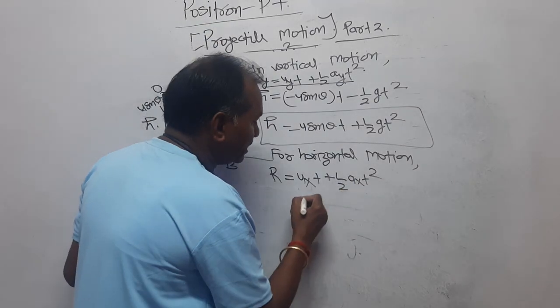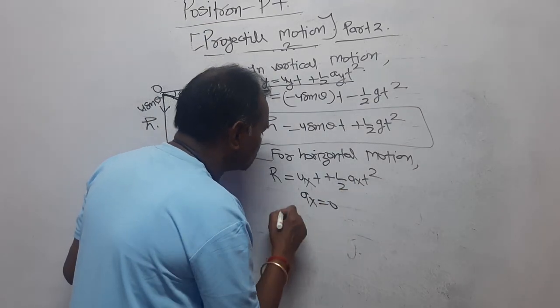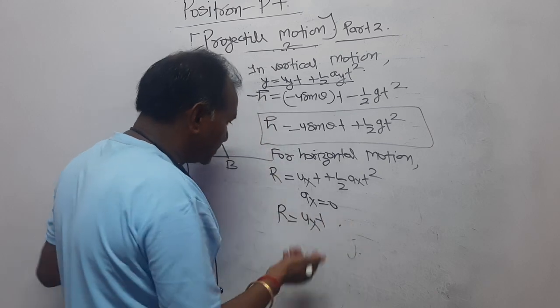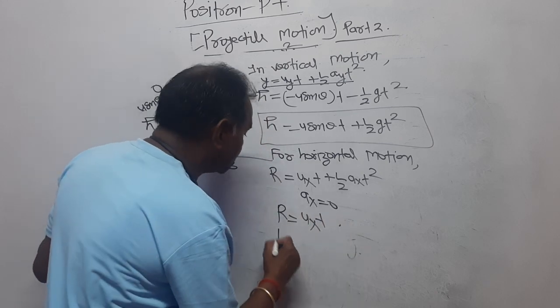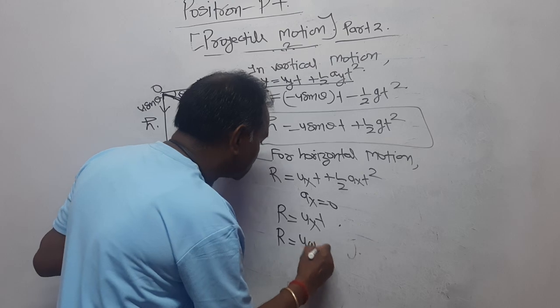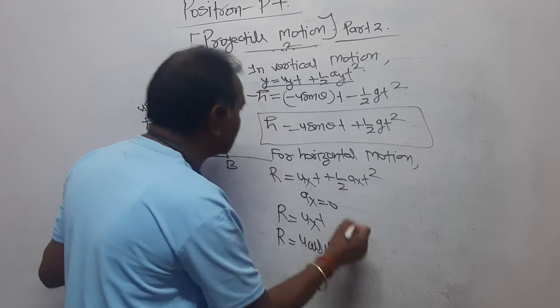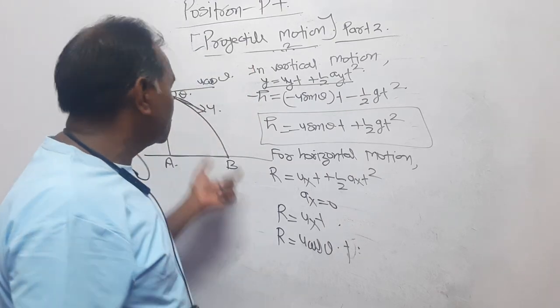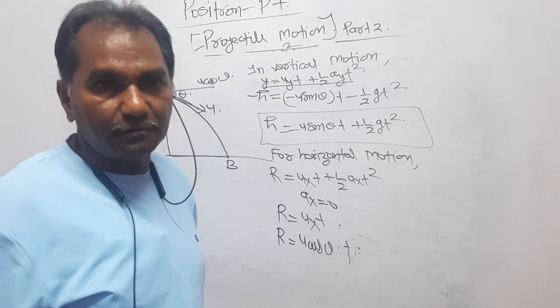That is, again, ax equal to 0, so r is equal to ux into t. In this way, ux is what? U cos theta into t. T you will find out from here, and in this way, the range question also you can find out.